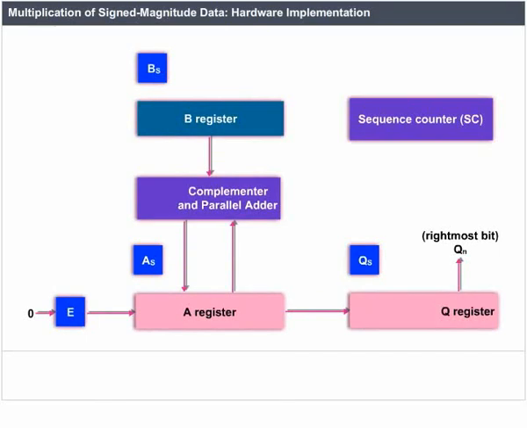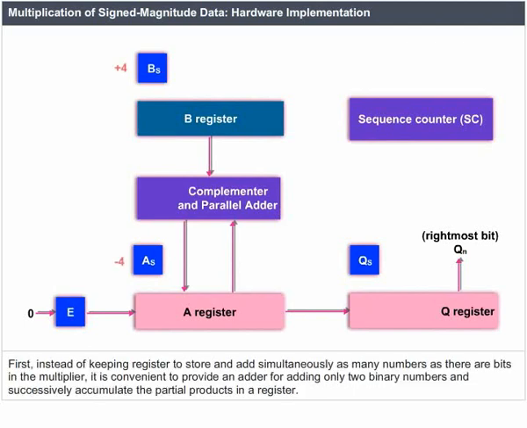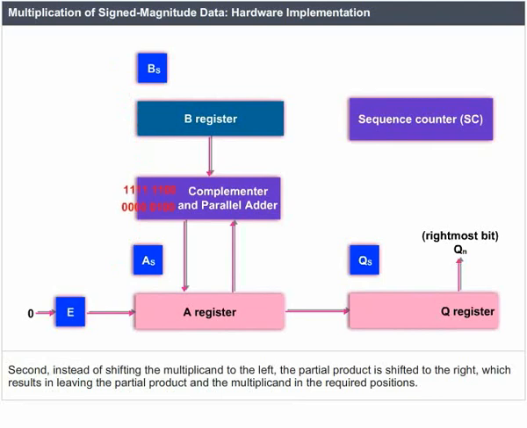Multiplication of signed magnitude data hardware implementation. The manual process is slightly changed and implemented with the computer. First, instead of keeping registers to store and add simultaneously as many numbers as there are bits in the multiplier, it is convenient to provide an adder for adding only two binary numbers and successively accumulate the partial products in a register. Second, instead of shifting the multiplicand to the left, the partial product is shifted to the right, which results in leaving the partial product and the multiplicand in the required positions.